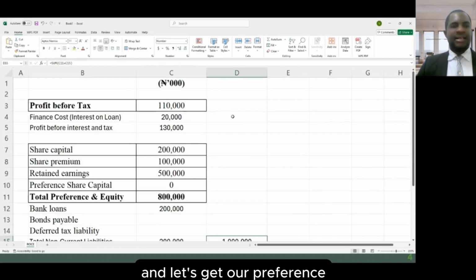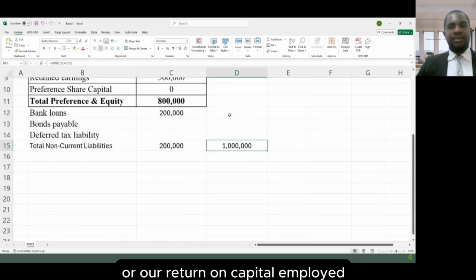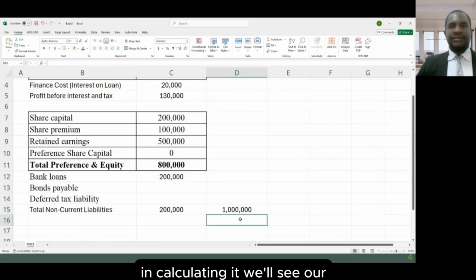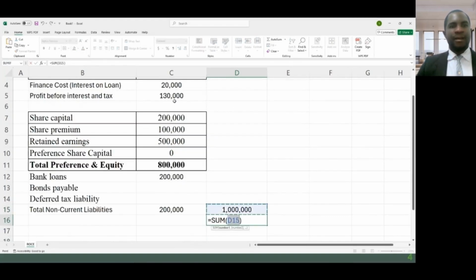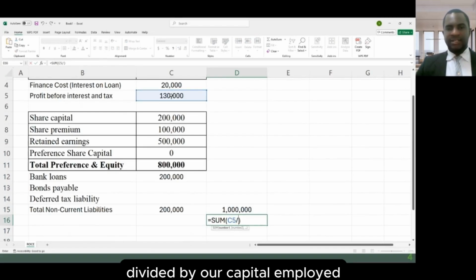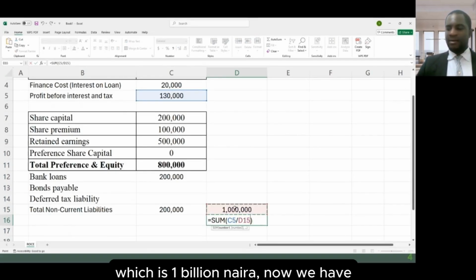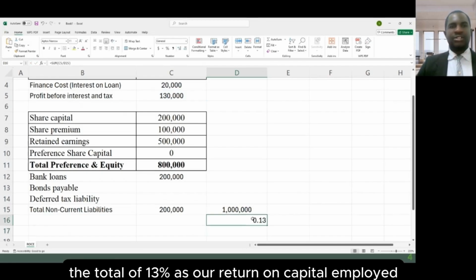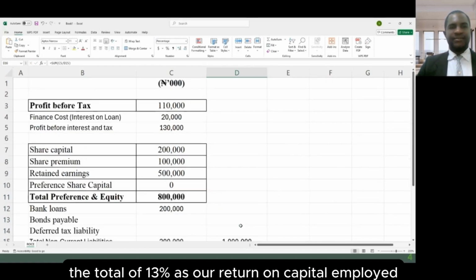Now let's get our return on capital employed. In calculating it, we'll say our profit before interest and tax divided by our capital employed, which is 1 billion naira. And we have a total of 13% as our return on capital employed.